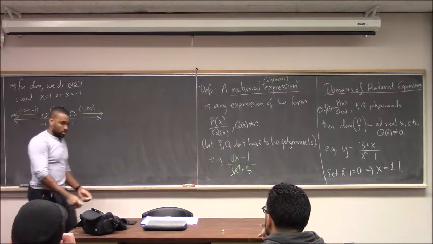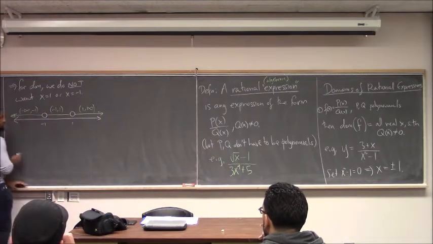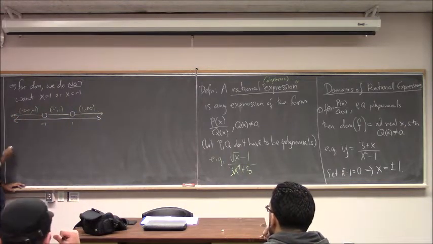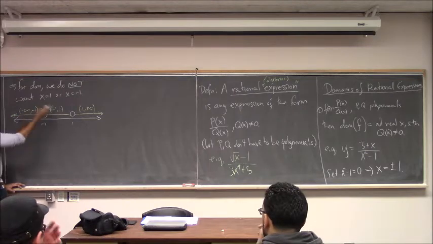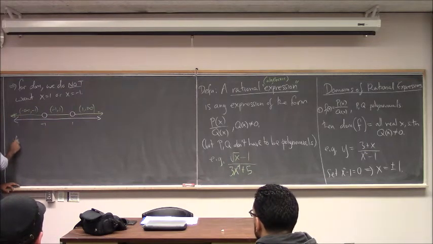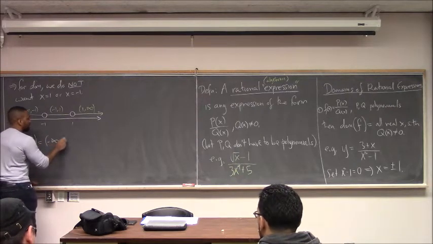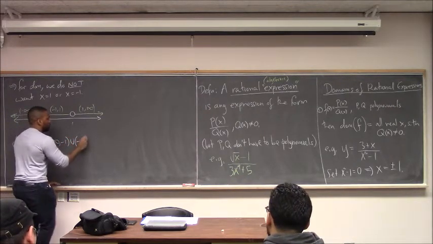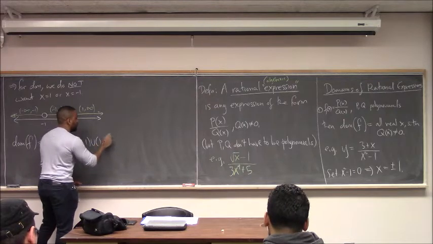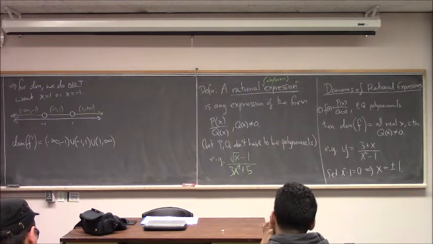If you're not sure, now you just take the union. Your domain, the x values you can plug in, either live here or here or here, and the way you would say that is the domain of f is equal to minus infinity to minus 1, union minus 1 to 1, union 1 to infinity. So don't forget the middle part, that also works here.